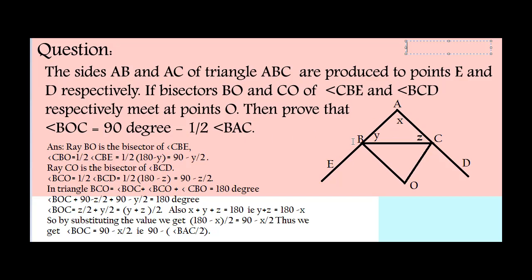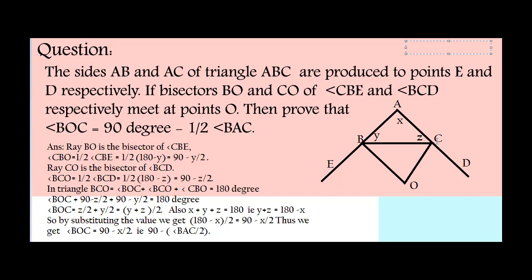Ray BO is a bisector of angle CBE. This is angle CBE. Ray BO is a bisector of angle CBE, so angle CBO equals half of angle CBE, that is half of 180 minus y. How did we get 180 minus y? By linear pair. So that is 90 minus y by 2.